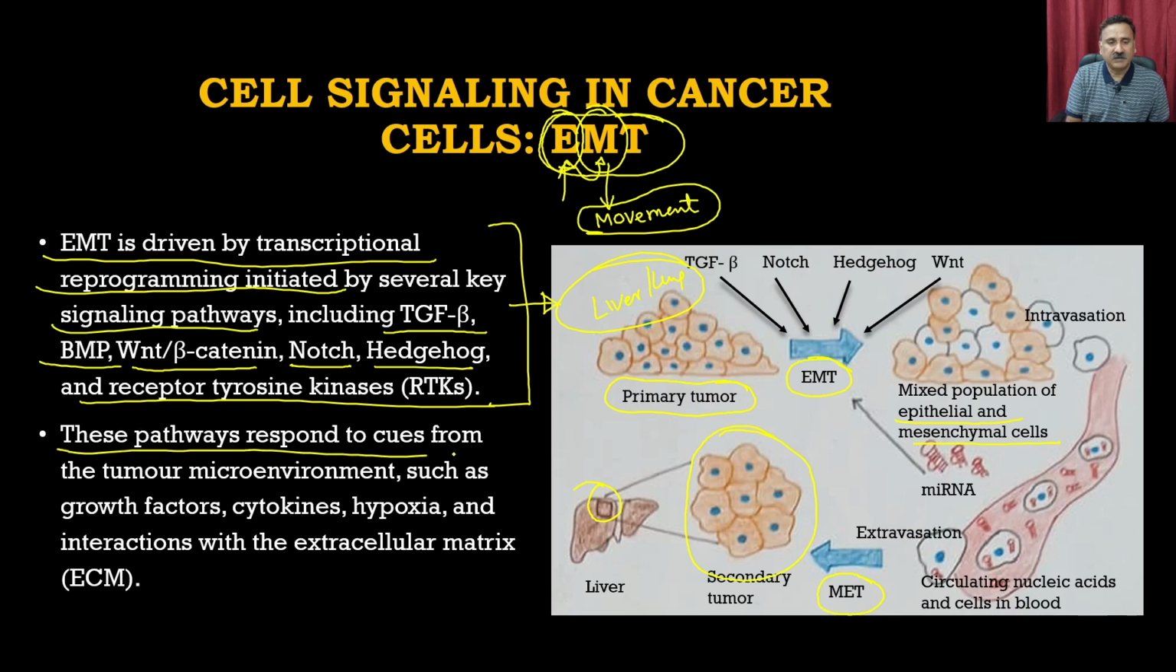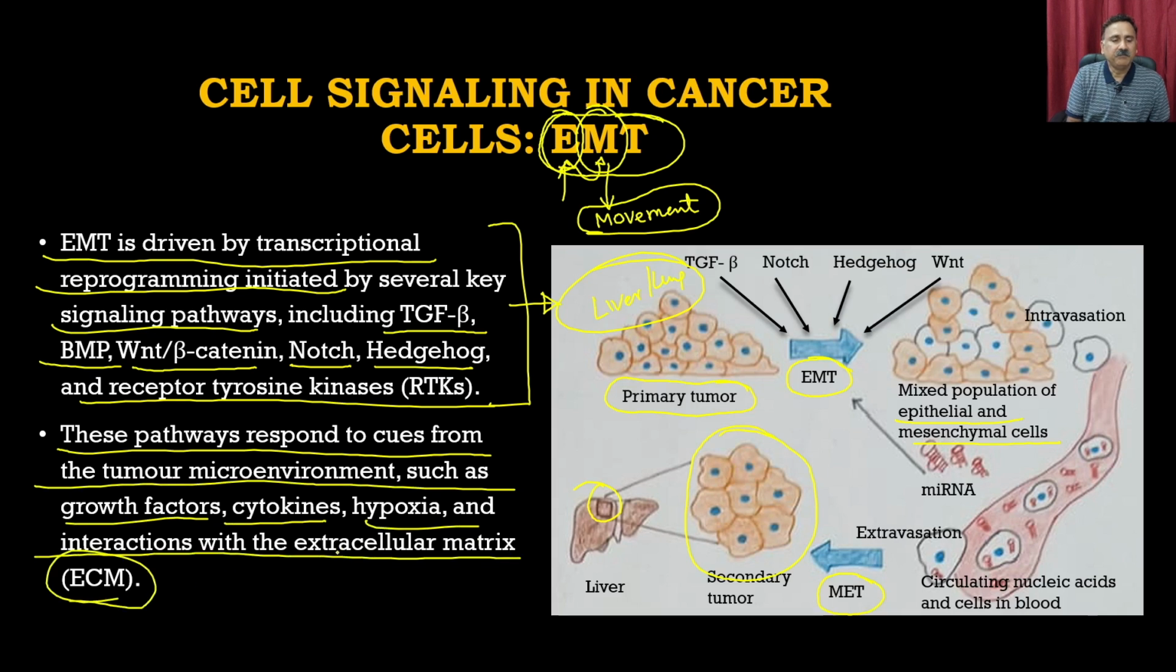So these pathways are responding to the signals, right, from the tumor microenvironment, such as the growth factors, cytokines, hypoxia, and the interaction with the extracellular matrix or the ECM, right? And as a result, it is going to initiate the reactions of the EMT. So we're going to discuss the TGF beta signaling, right, as an example within the EMT. But apart from TGF beta, you're going to have all these pathways which are going to operate simultaneously or in different cancer cell types, and that's how they are going to be responsible for the EMT pathway.